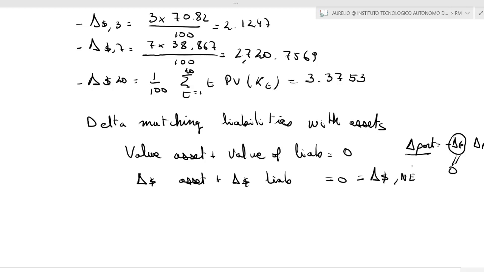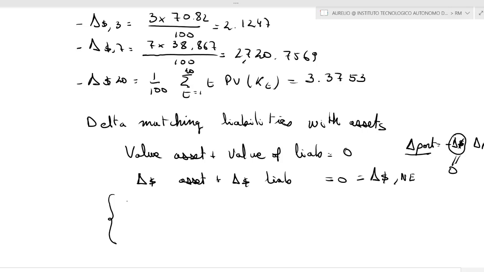This is going to be partially true just because the delta dollar is an approximation, but that's the intuition of what we want to do. So how do we set this up? We're going to set up two equations with two unknowns. The first equation is going to be with the value of the assets.